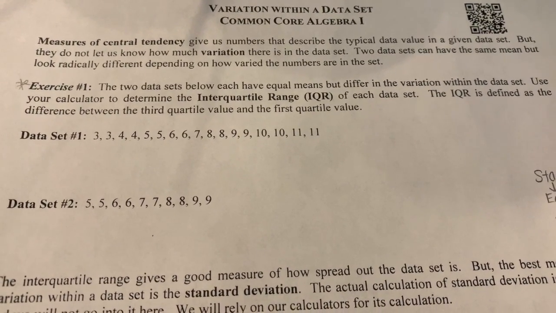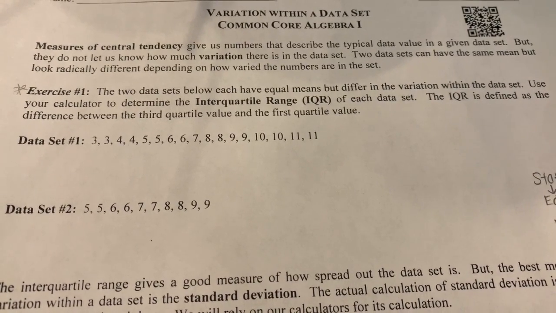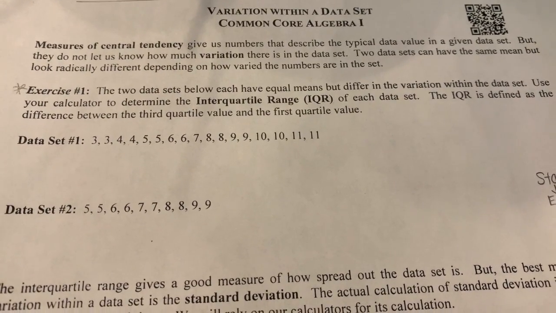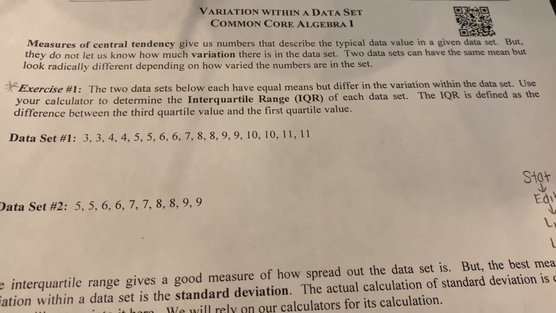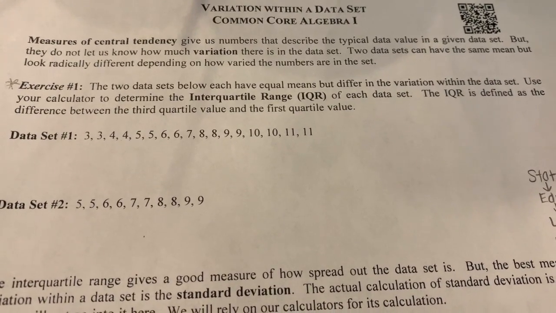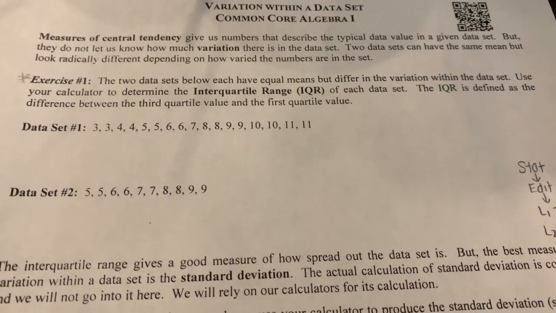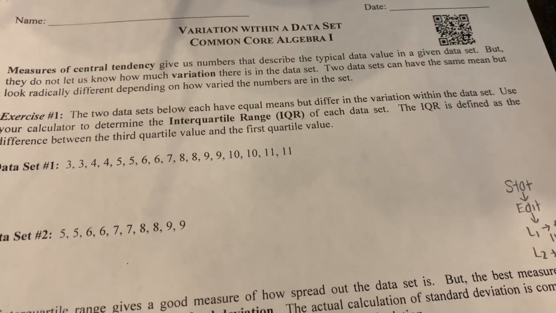Beyond measures of central tendency, we also look at something called variation within a data set. Last year in 7th grade, we did look at variation a tiny bit. We looked at it in terms of the range, and we also looked at the interquartile range, which is when we take the upper quartile and the lower quartile and find the difference between them.